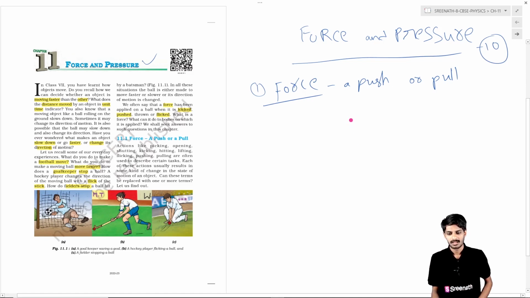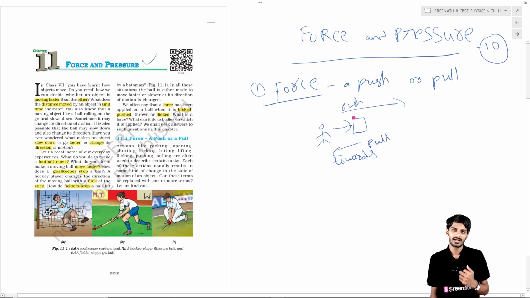Suppose here is a bag or table or any object. Here you are, and there is the bag. If you move this bag away from you, then that is called push. If you move this bag towards you, it is called pull. Pull means moving some object towards you, and moving some object away from you is called push. So force is nothing but a push or pull.